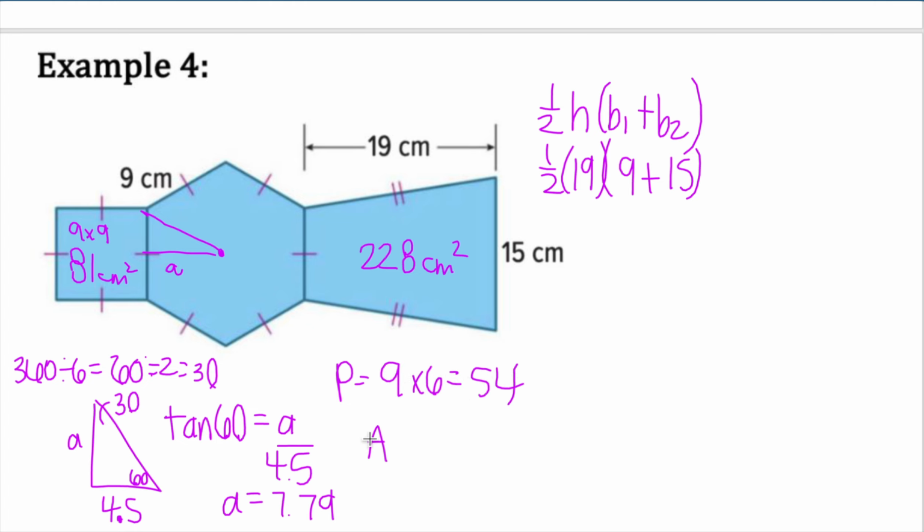So now that I have that, I can plug that into my formula, finding my perimeter as well. 9 by 6 is going to give me 54, so 1/2 of my apothem, 7.79, times my perimeter of 54 will give me 210.33.